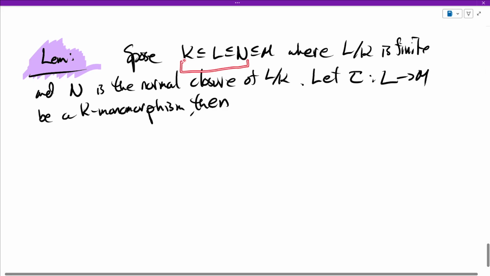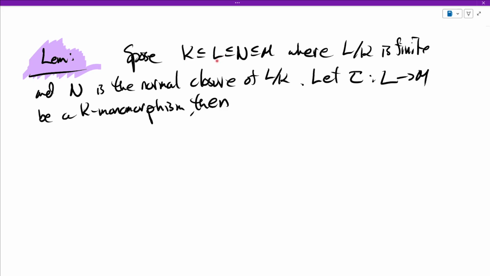N over K is the normal closure of L over K, which is where you add in the missing conjugates that you need. That was our recipe from the previous video. If you further have extended N by M, and you had a K monomorphism from L to M, then what must happen? Then the image of L is actually contained in N.